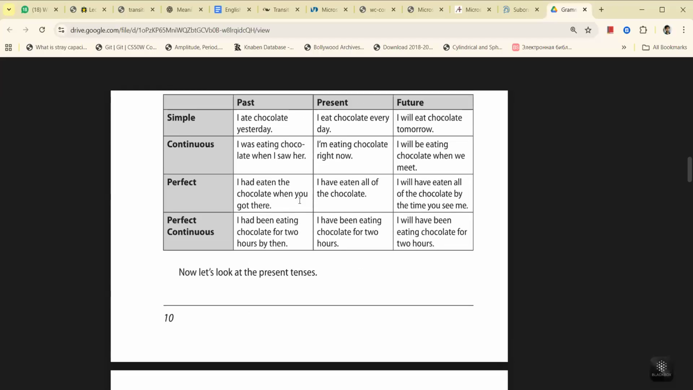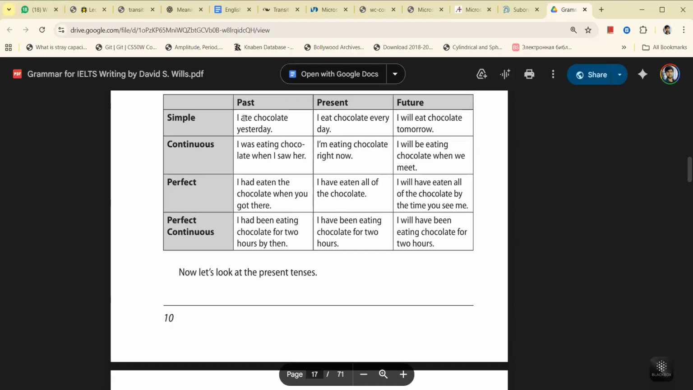Now, starting from simple. Past: I ate chocolate yesterday. Present: I eat chocolate every day. Future: I will eat chocolate tomorrow. Here you see, in past we use the past form, the second form of the word, and in present we use the first form of the word, and in future we use will. It shows future.